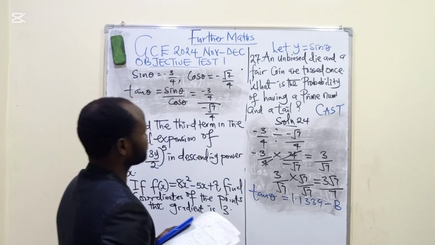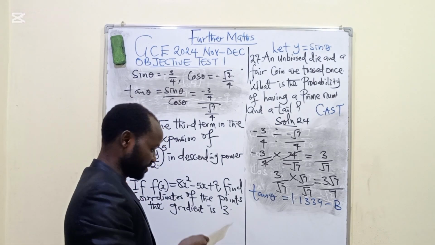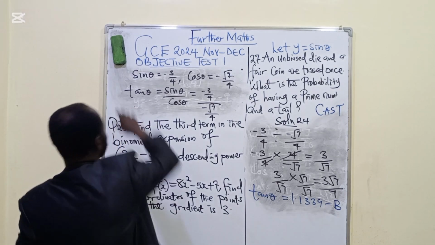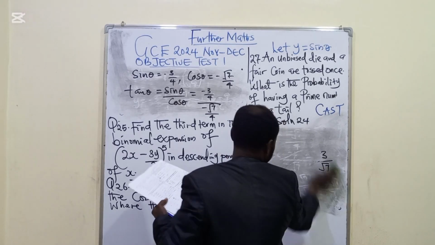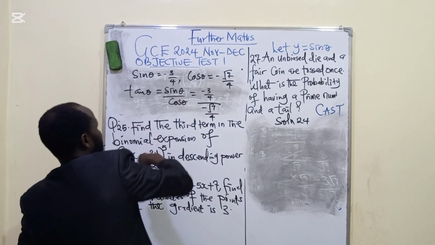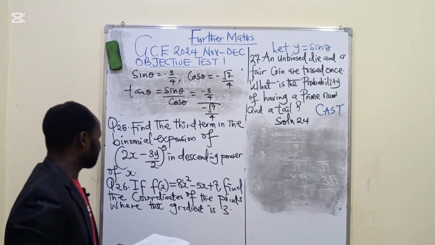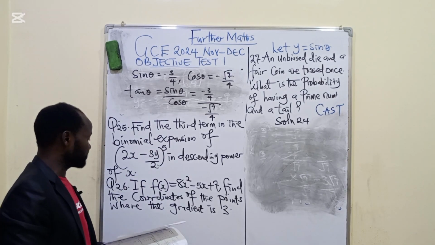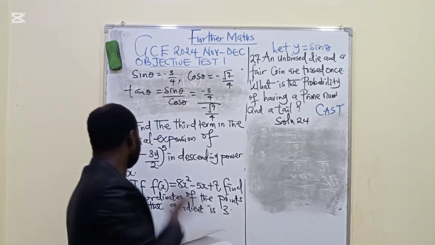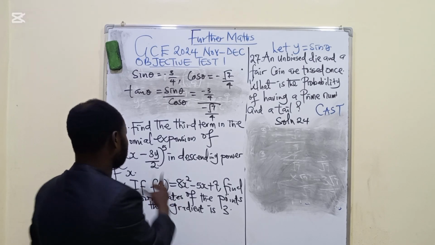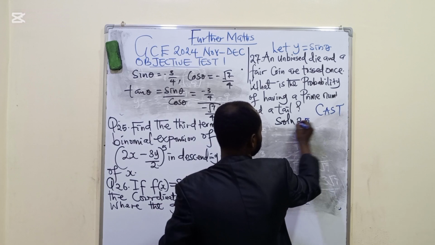Very important. So this is the solution to question 24. It's a very long question, but that is objective question for you. Let's quickly move to 25. 25 is very easy and direct. Question 25 reads, we are asked to find the third term in the binomial expansion of 2x minus 3y divided by 2 all in power 5 in descending powers of x. Very important. This is from binomial expansion. Very important. Solution to 25 now.